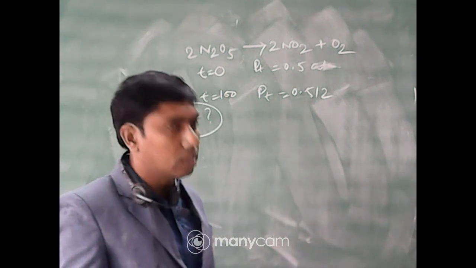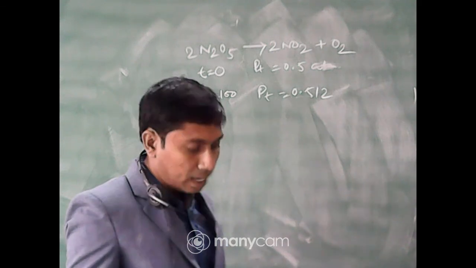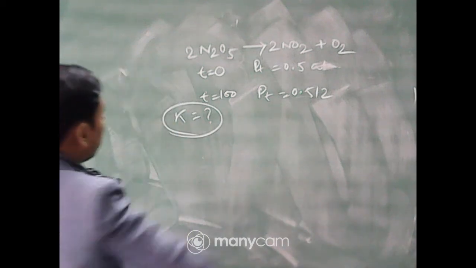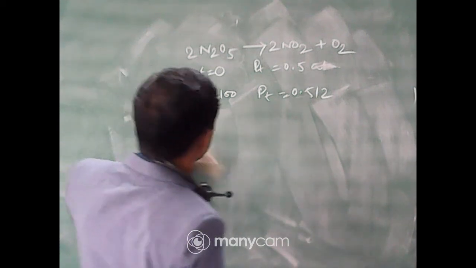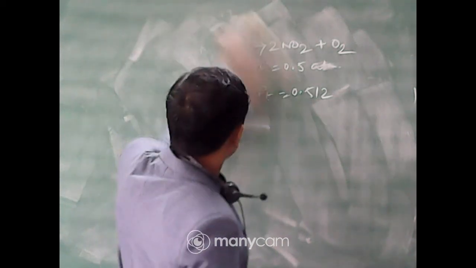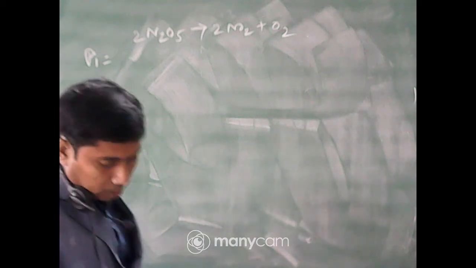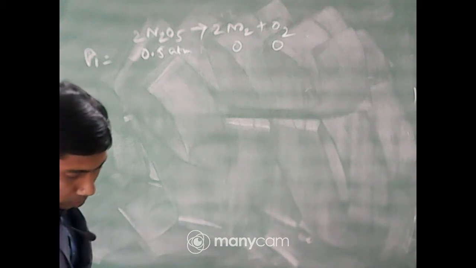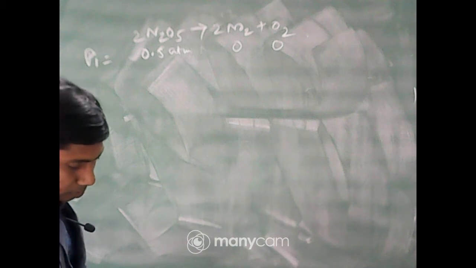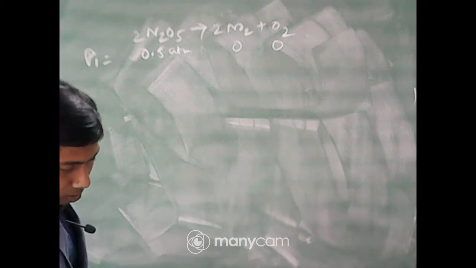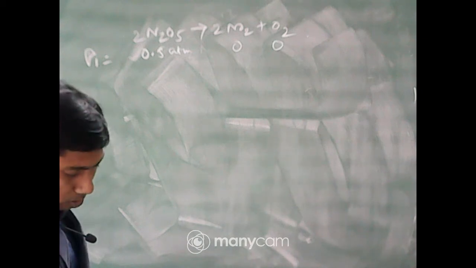As this is in gaseous state, we have to derive the equation in gaseous terms. When T equals 0, the total pressure is given. When T equals 100, the total pressure is given, and the equation is 2N2O5 gives 2NO2 plus O2. P initial is 0.5 atmosphere, and for the products it is 0. After time 100 it becomes 0.512.